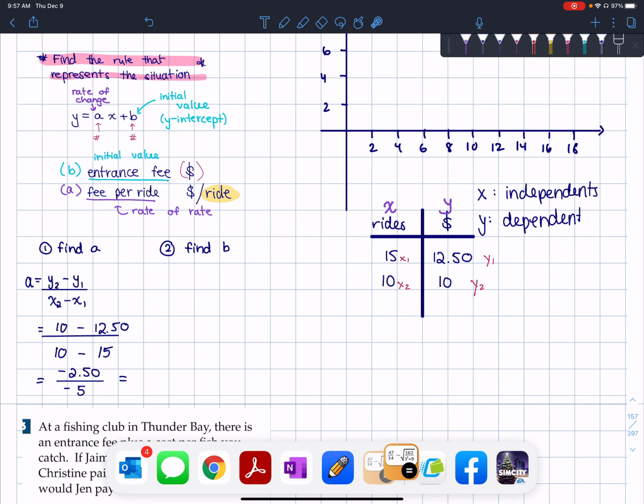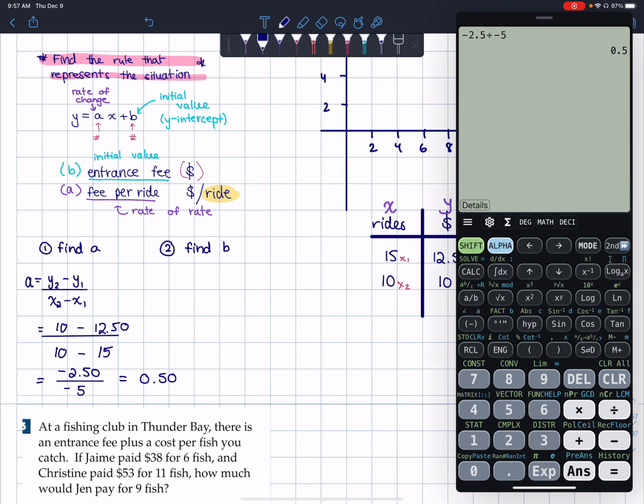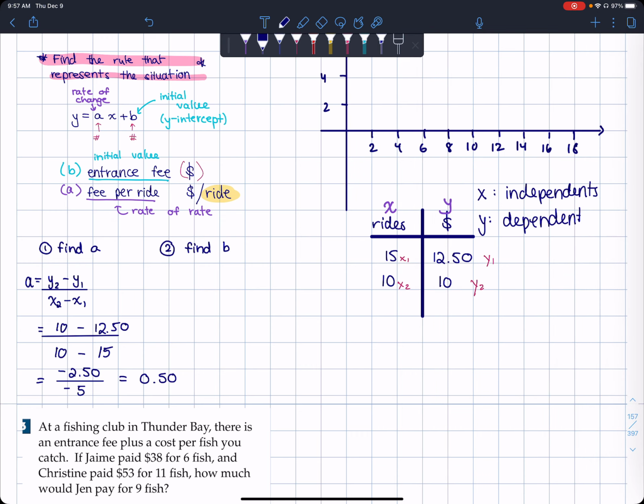So let me bring in my calculator. So we're doing negative 250 divided by negative 5. Your answer is 50 cents. So 0.5. So we interpret this to mean that your rate of change or your fee per ride is 50 cents. This amusement park charges 50 cents per ride. So rate of change, $0.5 per ride. So notice it is a rate.